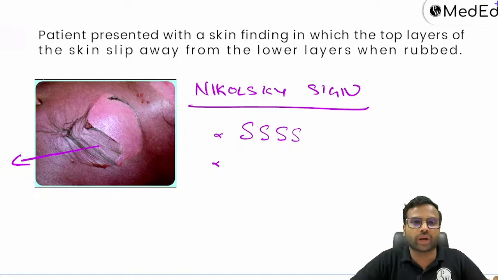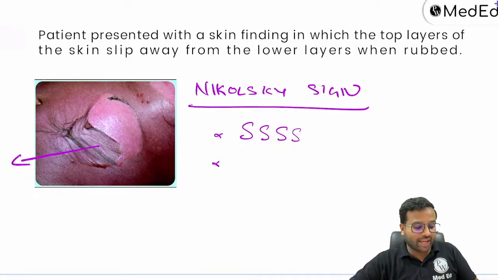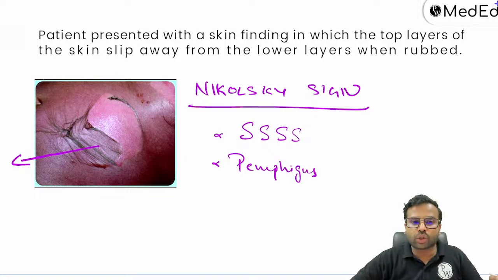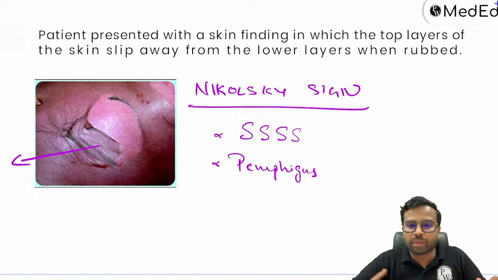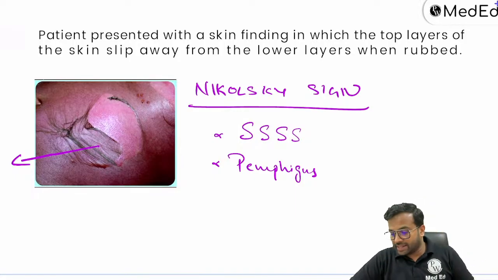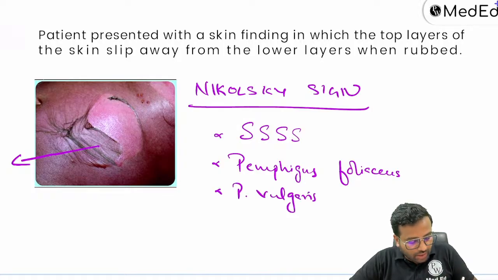I'll give you a clue if you want. This can be seen in a condition where you can see flaccid bulla, which means a bulla which can break very easily. That is another clue. Yeah, the cryptic commenter is saying pemphigus. Very good. Pemphigus. So can we be more specific here? Pemphigus means which all types of pemphigus? Yes, pemphigus foliaceus, very good. Foliaceus and pemphigus vulgaris.